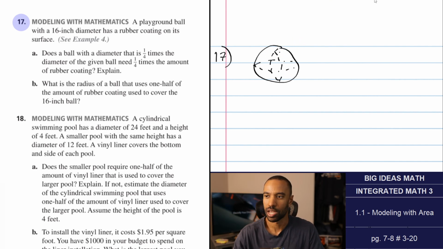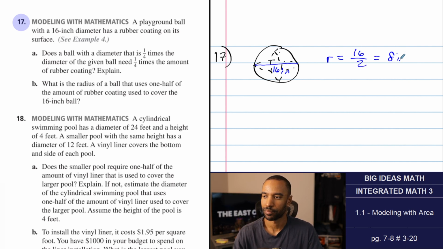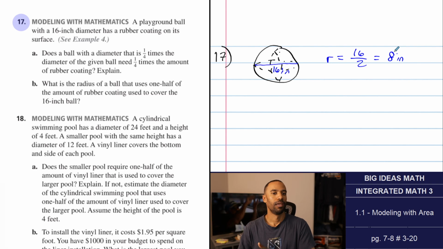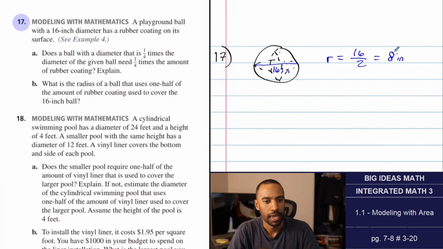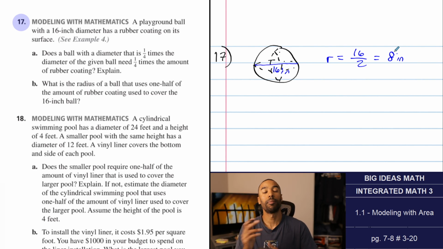16-inch diameter. We're talking about this being 16 inches. Obviously, we're going to want to dive into radius. So 16 over 2 is 8. Let's see what they want. Does a ball with a diameter that is 1/4 times the diameter need 1/4? Okay, rubber coating. So rubber coating is the surface.